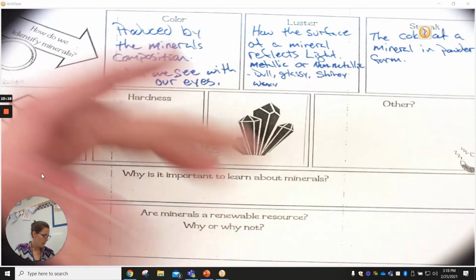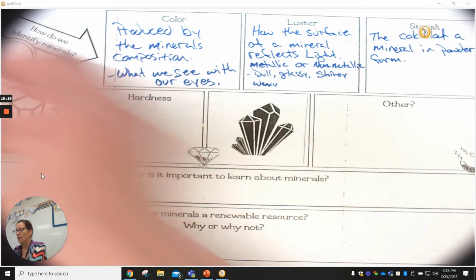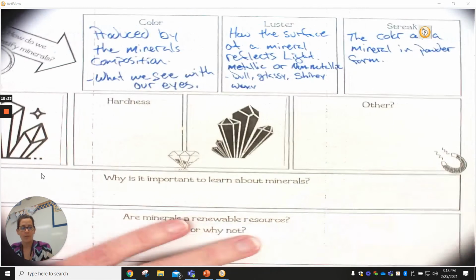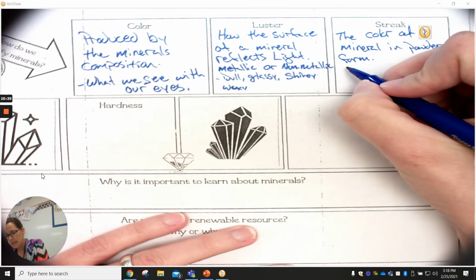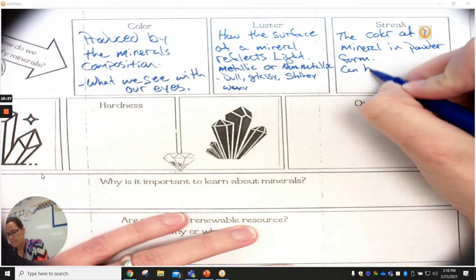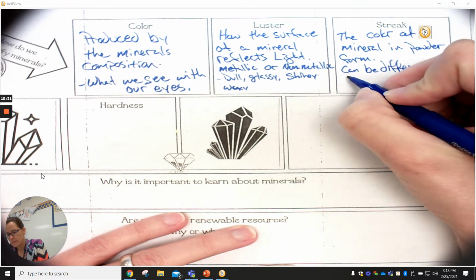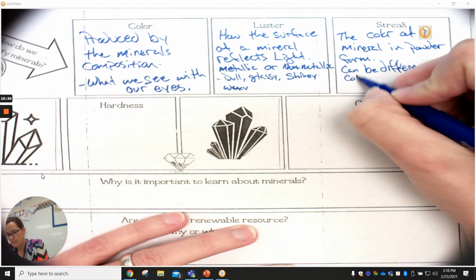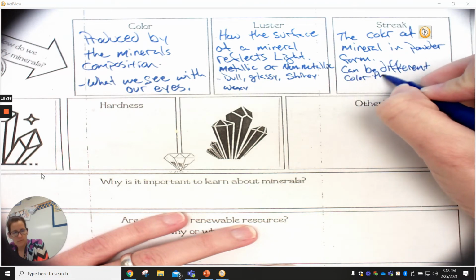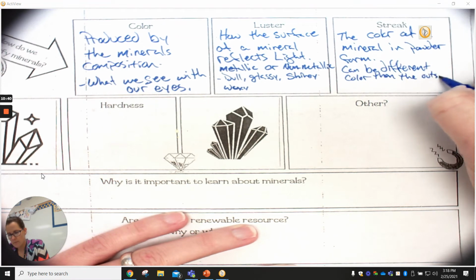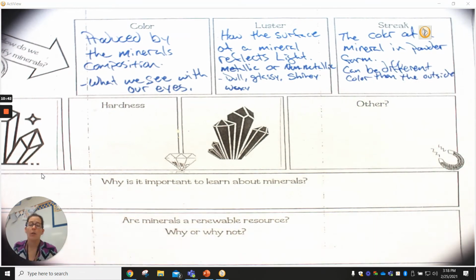Okay, I'm going to write down right here under streak that sometimes it's different. So it can be a different color than what's on the outside of the mineral. Okay.